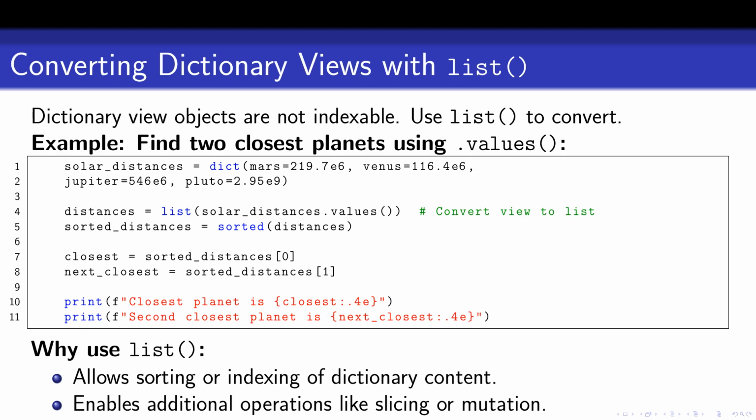Converting views to lists gives you access to Python's powerful list tools, including slicing, indexing, and comprehensions. This conversion is common in data analysis, reporting, and any application that combines dictionary lookups with list-style data processing.